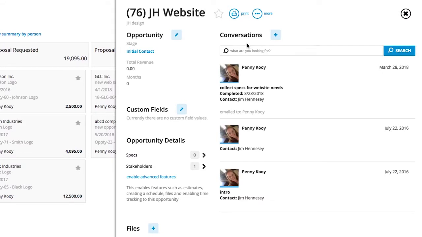Conversations. We've talked about conversations before, and of course they're everywhere in Workamajig, and they're used for a variety of things. Some of these conversations might have started out when this was simply a lead. So when the lead was converted into the opportunity, all the communication we had with that lead follows forward. So we see the full picture when we look at that opportunity.